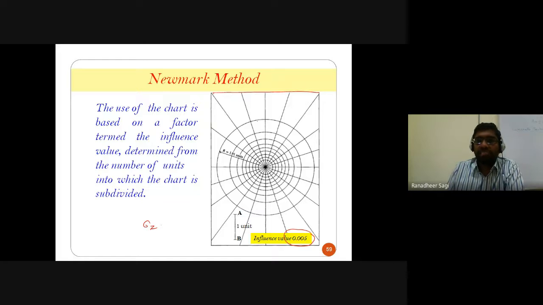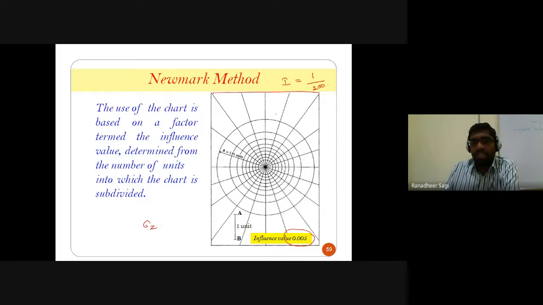Sir, how did we get this influence value 0.005? Influence value I is nothing but, for each one element in this complete chart that you are looking at, or this complete chart is divided into how many number of elements? I am referring to one element in the numerator out of how many elements exist in this particular chart. You are going to have 200 elements indicated in this particular chart.